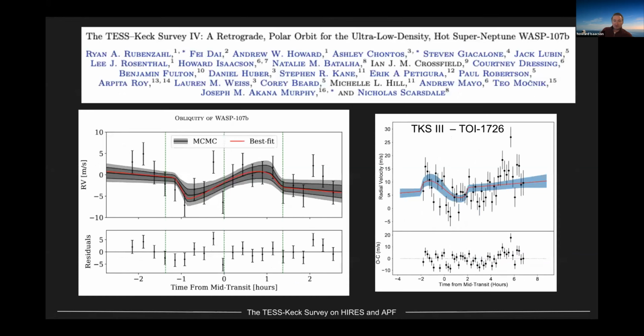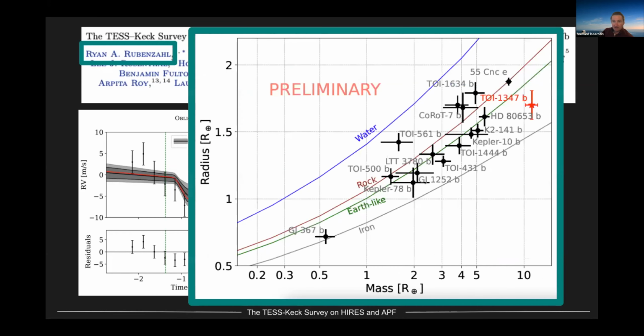Some of the Rossiter-McLaughlin measurements, which we've heard a lot about, are posted here: WASP 107b and TOI 1726. This paper is led by Ryan Rubenzahl, and you can look forward to a new paper coming out that highlights many of the USPs that have been found so far, as was shown in one of the earlier talks this morning. You can see that they commonly lie along these Earth-like and rocky contours, and so stay tuned for more on that.